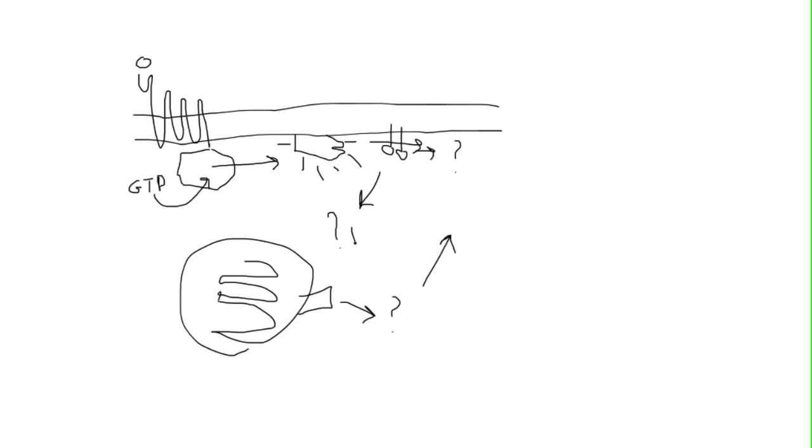into IP3 and DAG. DAG will remain membrane-bound and serve as a docking site for something called protein kinase C. And that's basically this video where we're talking about how it becomes activated, right? So it's a docking site. That means that DAG will come here and basically dock. And then let's talk about the rest of the story here.